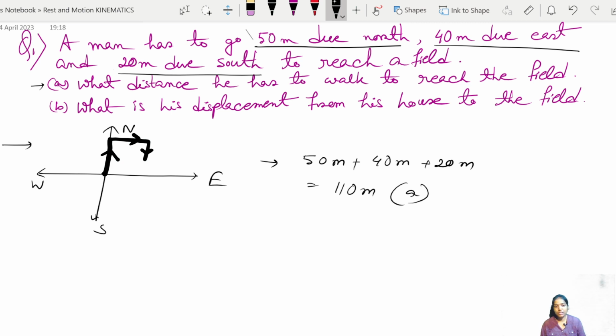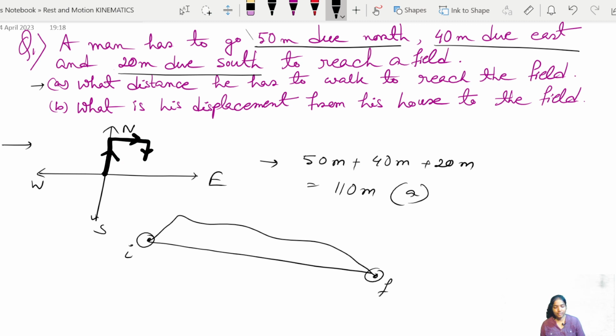For the displacement, when a particle has travelled like this, we have to point out the initial position and the final position, and then we have to draw a straight line. Displacement is nothing but the shortest distance between the initial point and the final point. So we have to draw the straight line. The straight line will be the shortest distance between the initial and the final position. So this is the displacement.